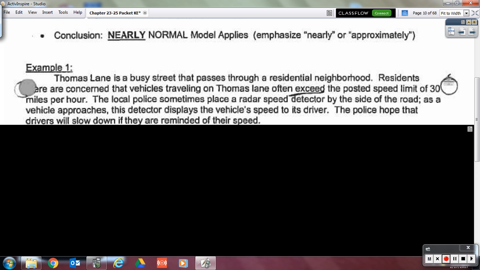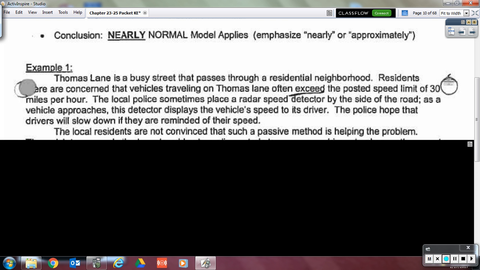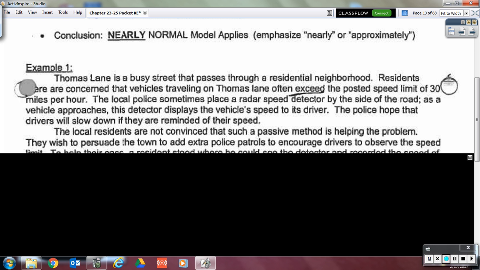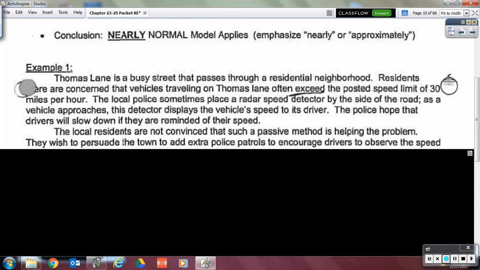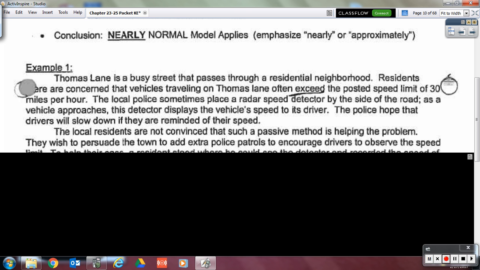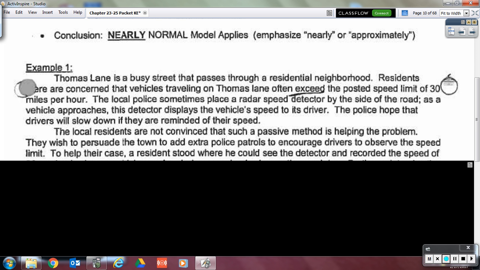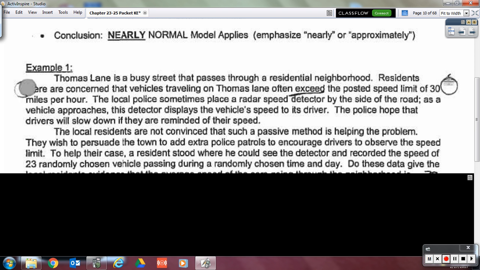Okay. All right, so the police hope that those drivers will slow down if they are reminded of their speed. Okay? But guess what? The local residents are convinced that such a passive method is not helping the problem. So they're not convinced that it's helping. So they wish to persuade the town to add extra police patrols to encourage drivers to observe the speed limit. So to help their case, a resident stood where he could see the detector, and he recorded the speed of 23 randomly chosen vehicles.